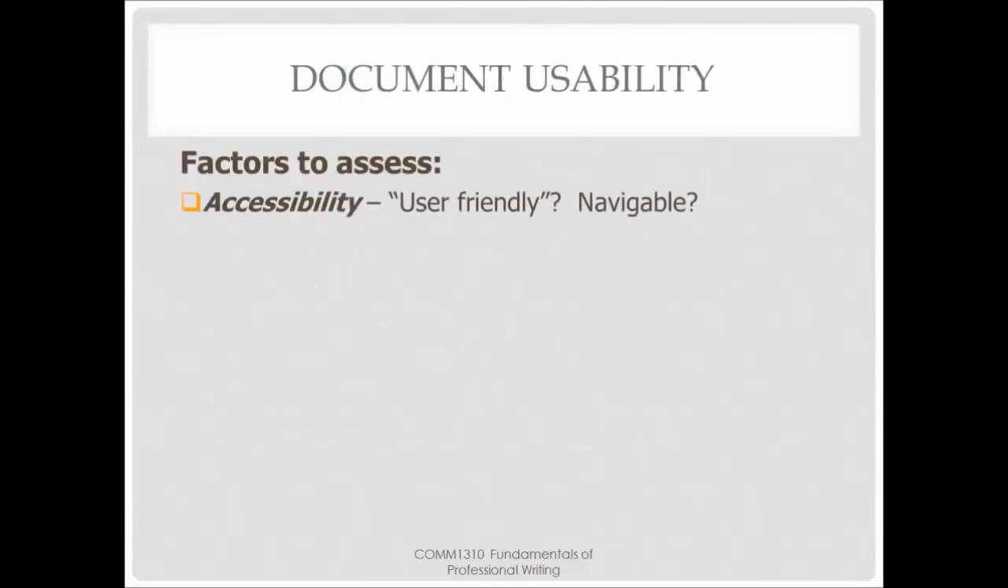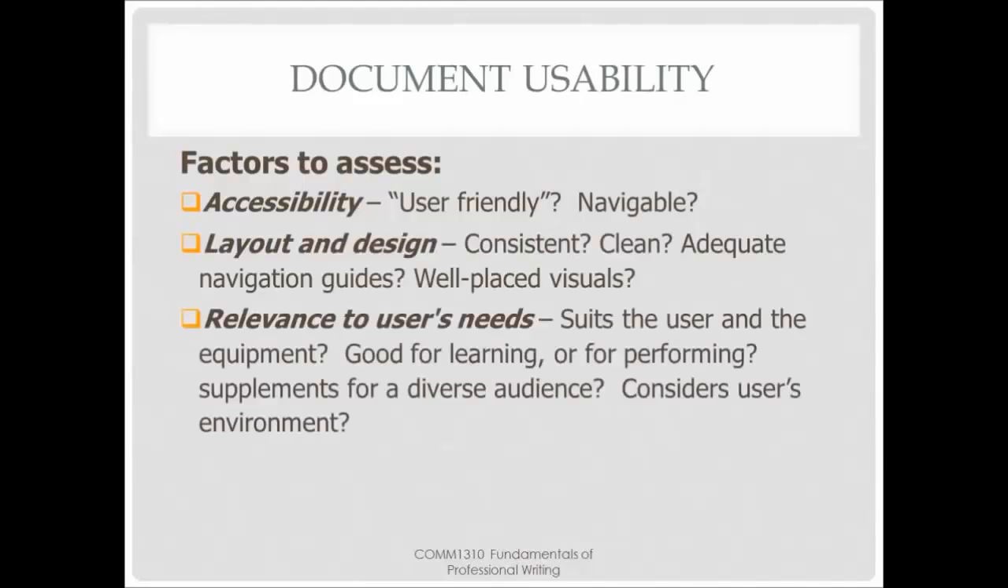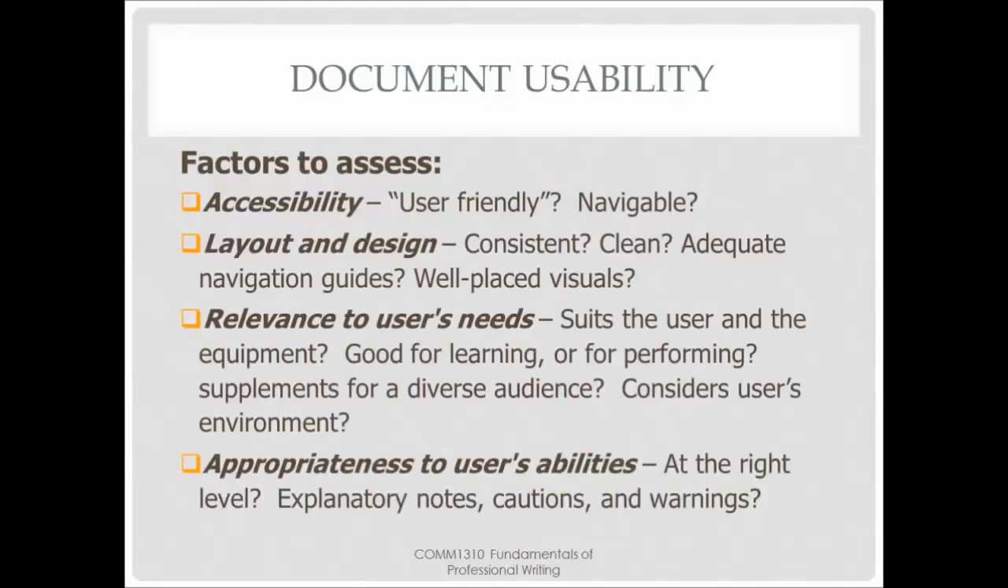When you assess usability, whether it's a document that you have created or someone else has written, there are some factors to look for. First, check for accessibility. Is it user-friendly and easy to navigate? Note that there may be some legal requirements regarding accessibility in terms of things like closed captioning for the hearing impaired, as you may see on these videos.